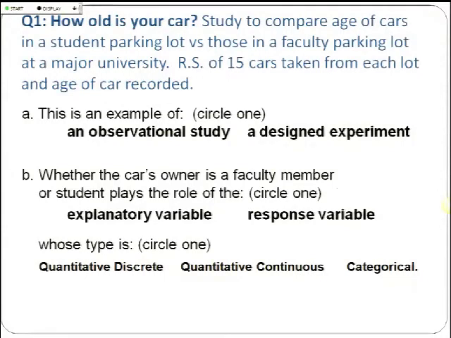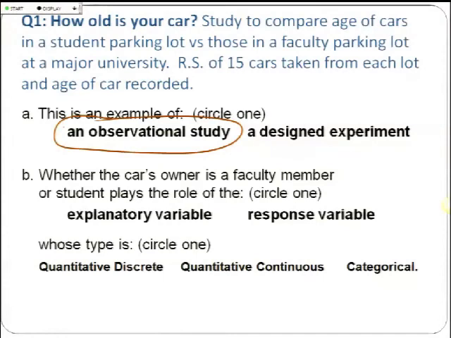We have, how old is your car? A study to compare the ages of cars found in a student parking lot versus those in a faculty parking lot. A random sample of 15 cars is taken from each type of lot, and the age is recorded. So what kind of study do we have here? We are recording whether it was a student or faculty parking lot, student or faculty owned, and we're recording the age for these total of 30 cars. And our study is what? A designed experiment or observational?